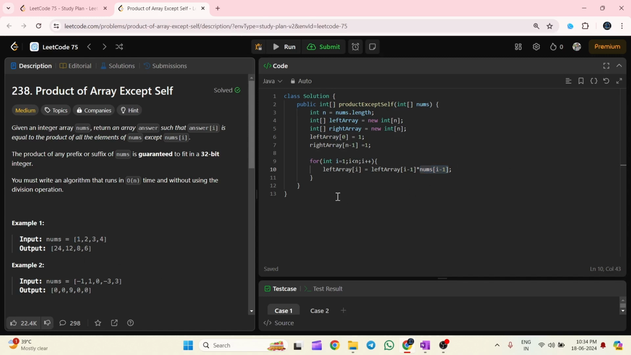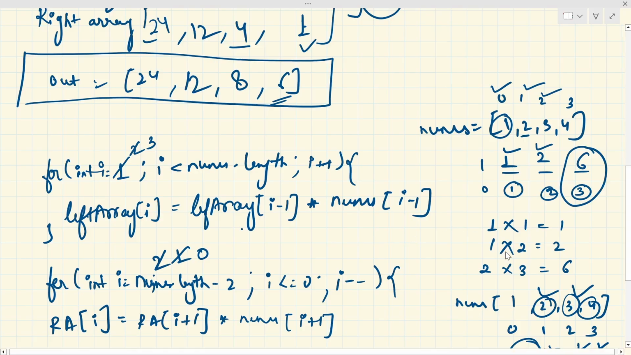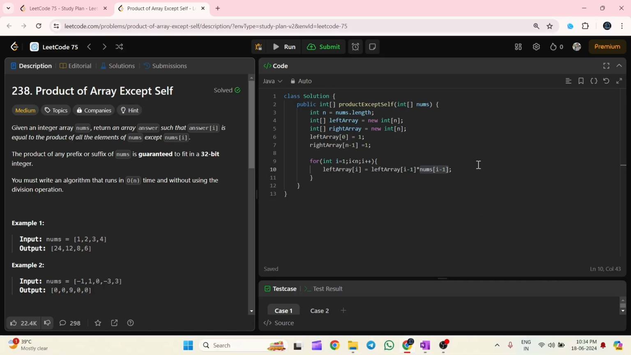Okay, so now what we are going to do is, when i is equal to 1, multiply by 1. When i is equal to 2, what is going to happen? 1 multiplied by 2. When i is equal to 3, what is going to happen? 2 multiplied by 3, and we will get this value.